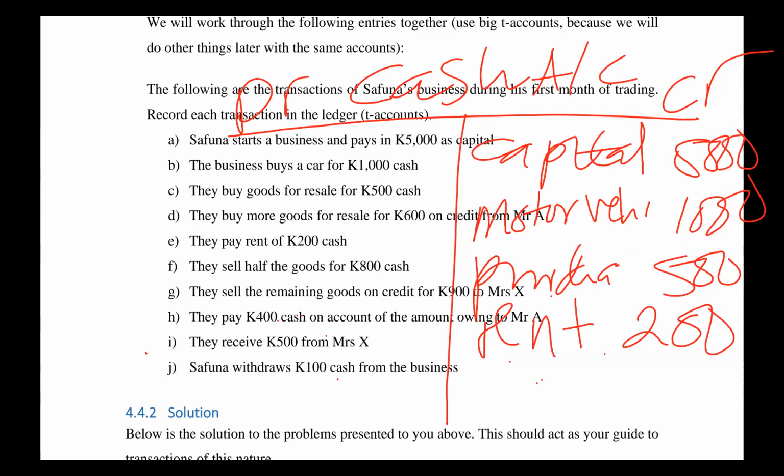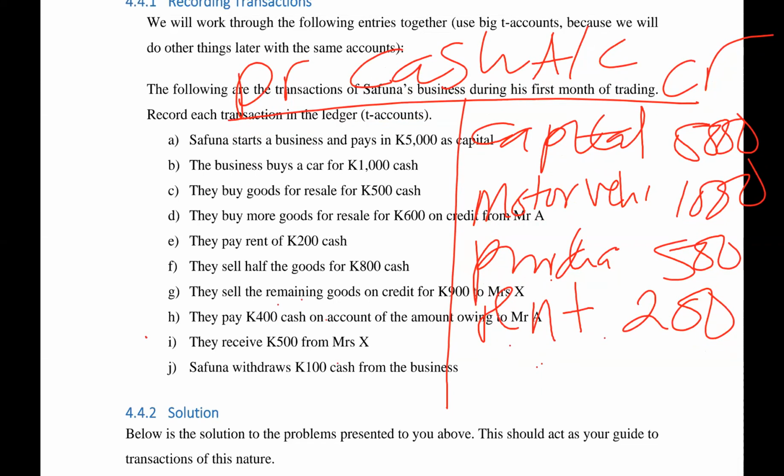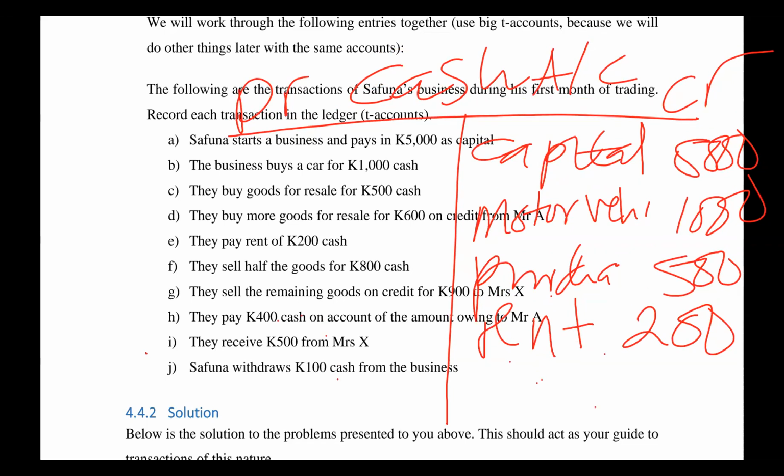Rachel, read for us transaction number F. Question F: they sell half the goods for 800 kwacha cash. Okay, what is happening to the cash account? It's receiving. Okay, what is it receiving? It is receiving from which account? From the sales account.